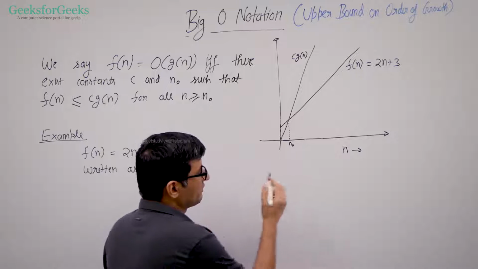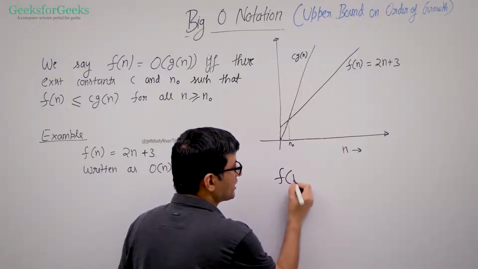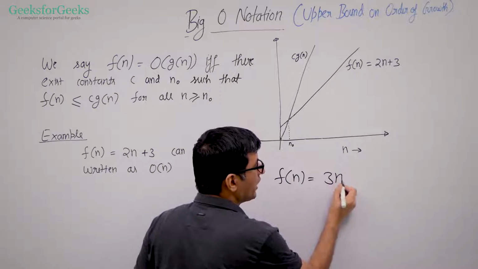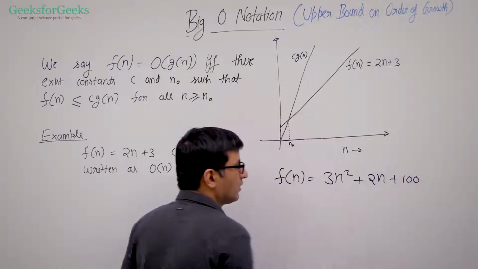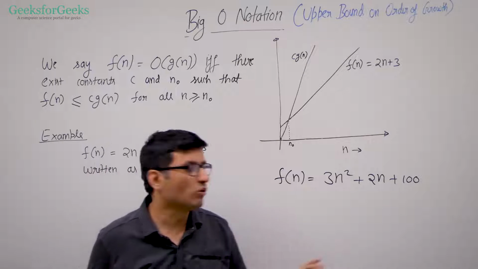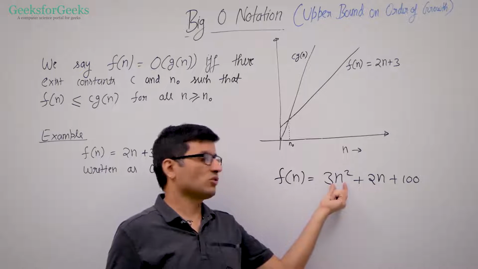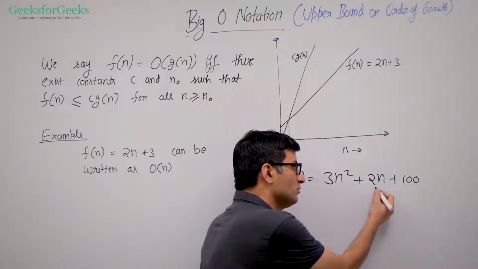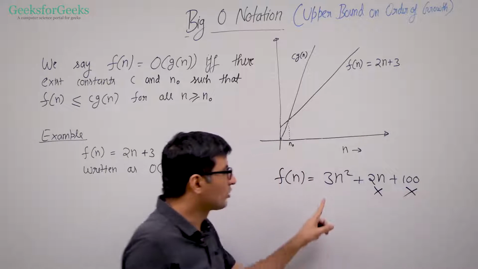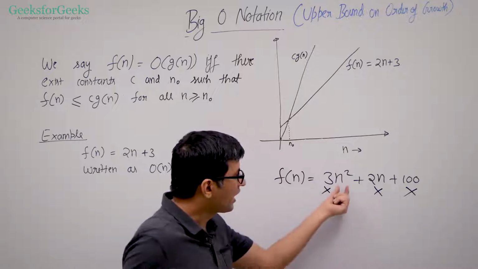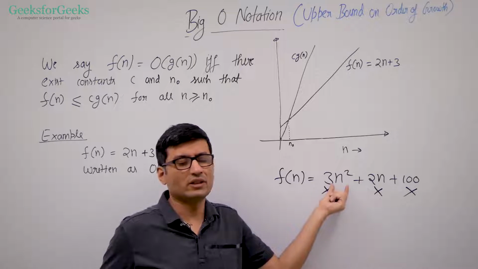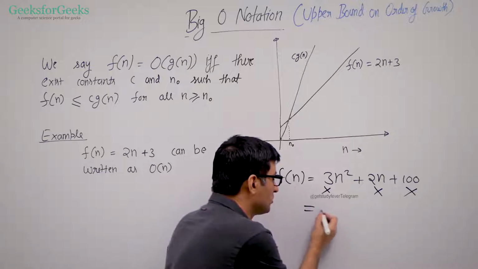Let's deal with some examples. Say our f(n) is 3n square plus 2n plus 100. We ignore the lower order terms. This is the highest order term, so we ignore these two. We ignore the constant of the highest order term. So we have only n square left, and we say f(n) is big O of n square.